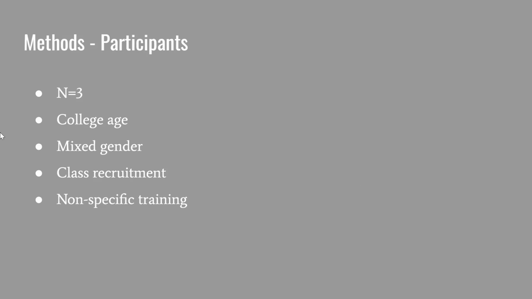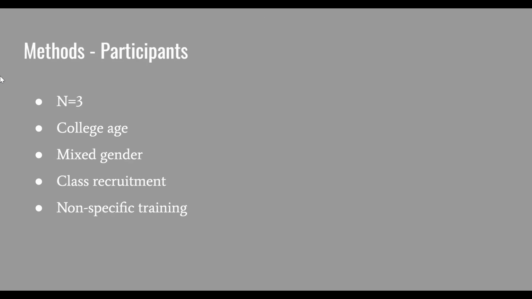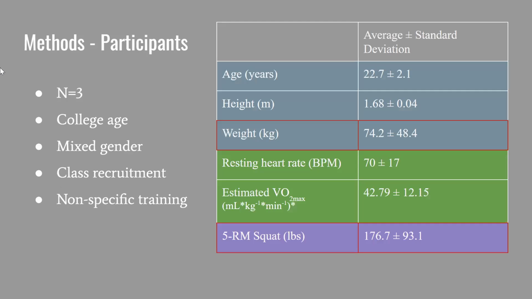All right, so for our methods, we had 3 college-age participants of mixed gender that were recruited from the EXS 4715 course. They are all physically active, but they're not specifically trained. And all the participants were familiar with the movement of a squat jump, but they weren't specifically jump trained. You can get the table.